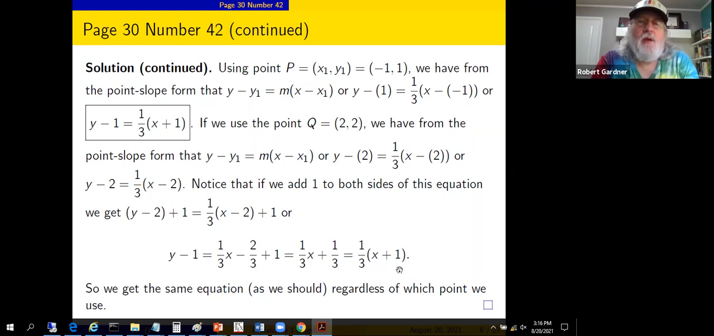So the formulas we get, the point slope form, this is valid. Turns out so is this. They don't look the same, but they are equivalent equations. They have the same solution set. They represent the same line.